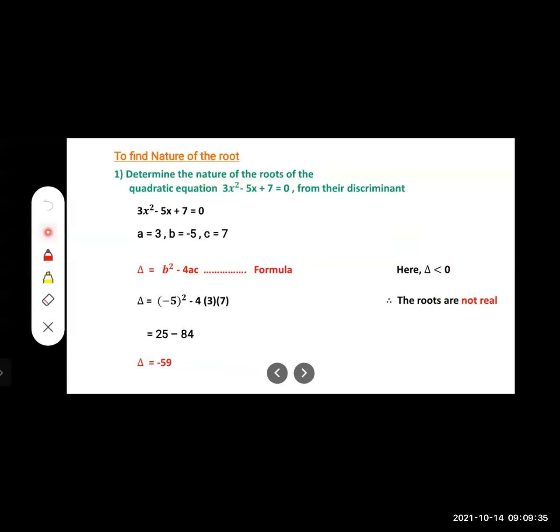Is it clear, children? Okay. So nothing, only 2 steps are extra. That means you have to write the nature. Is it clear, children? Yes. Now we'll go to the next sum.